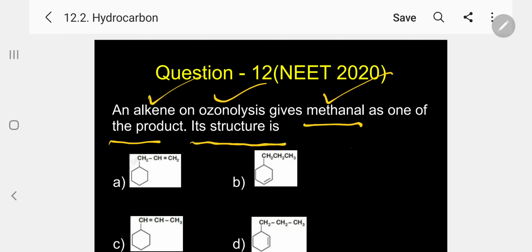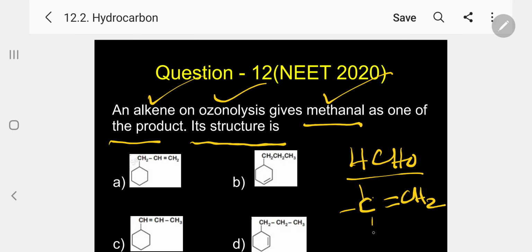Here they have asked formaldehyde, meaning formaldehyde is produced, they are saying. So we have to identify where there is a double bond, that is, kindly follow, the terminal CH2 should be there. You have to identify the option containing this terminal CH2, because when I do ozonolysis, you just add O here, add O here, you will get formaldehyde. This is another trick. Kindly follow. So simply you can identify. It's a matter of a few seconds.